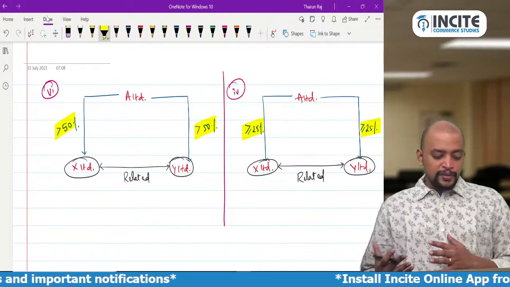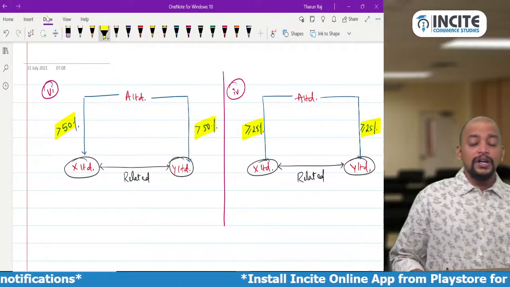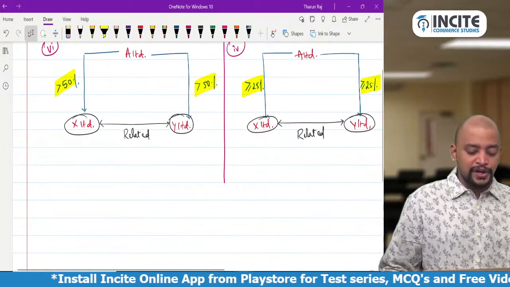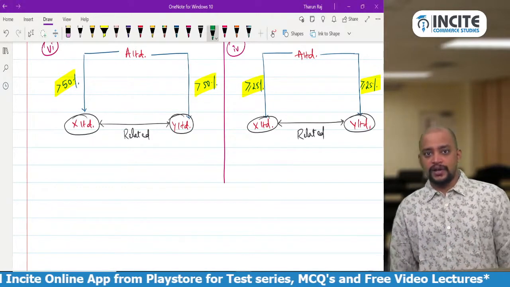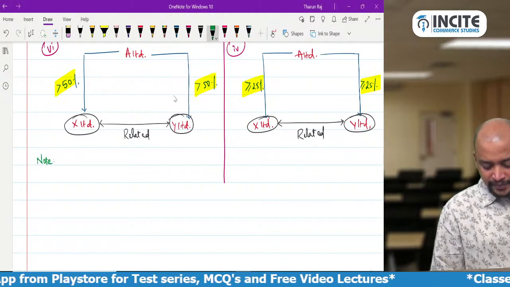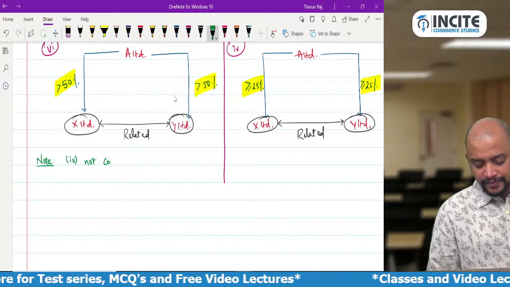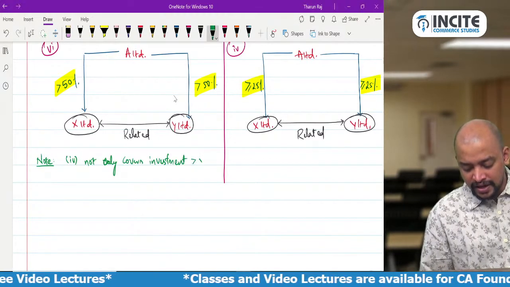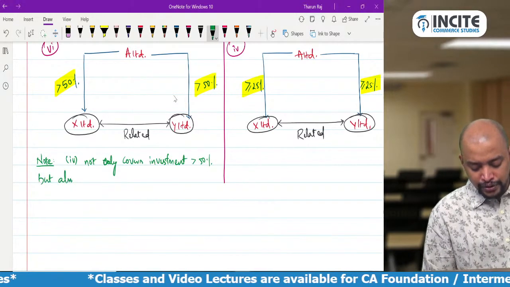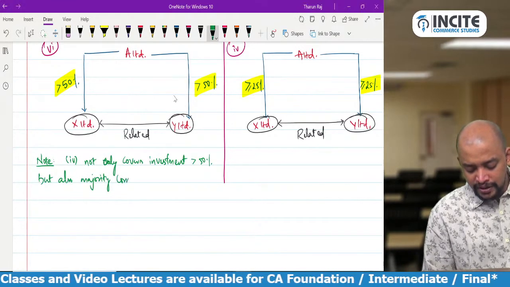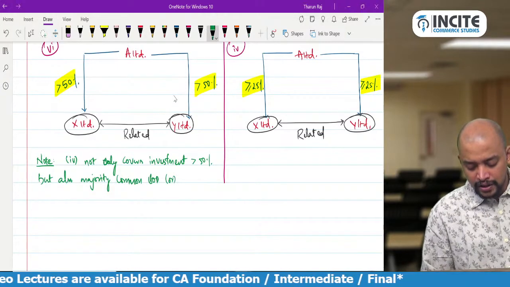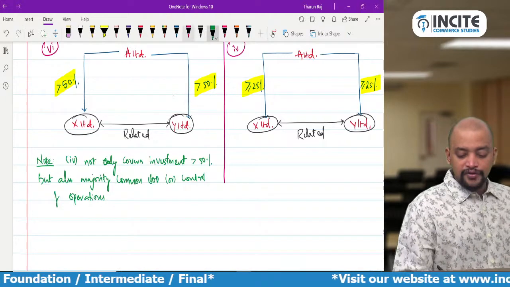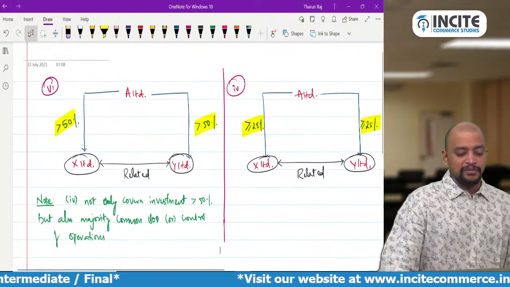Okay. So therefore, is point number 6 a repetition? No. Because in point number 6, not only through investment, the control can be through composition of board of directors or through control of operations. So point number 6 not only covers investment greater than 50, but also what? But also majority common board of directors or control of operations. So therefore, this will be coming under related. Understood?